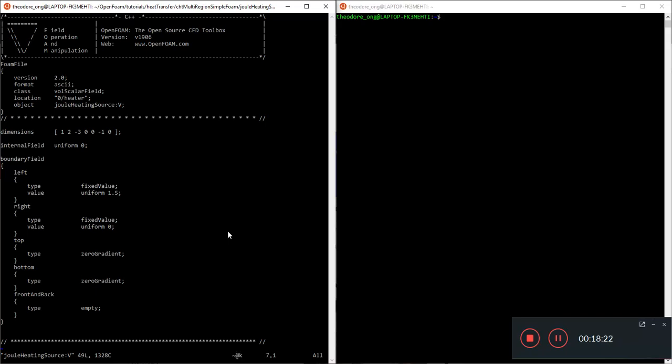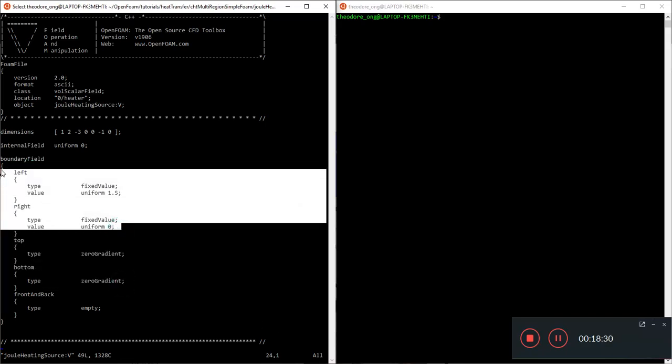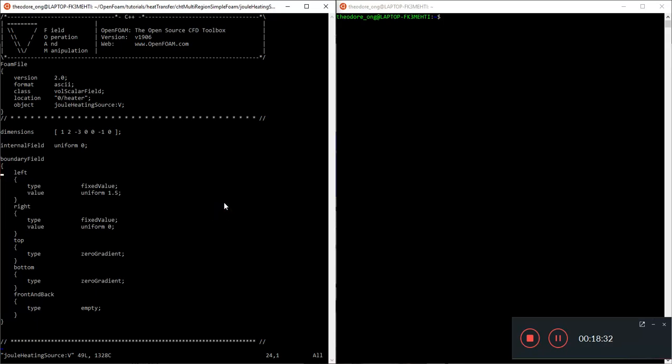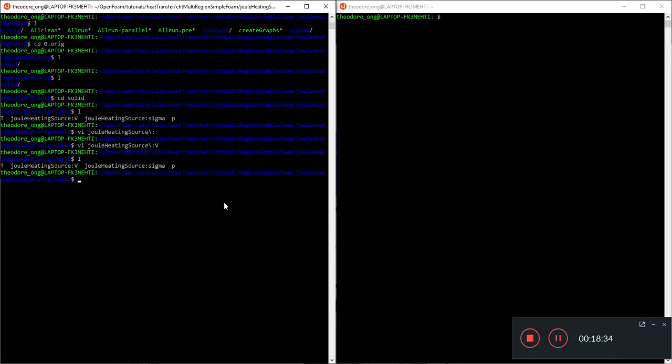Okay, so this looks like left and right, top and bottom are zero gradient, and these two things have a fixed value. Great. So that's the Joule heating source based on, maybe it's a voltage, maybe the V stands for voltage, but let's take a look.